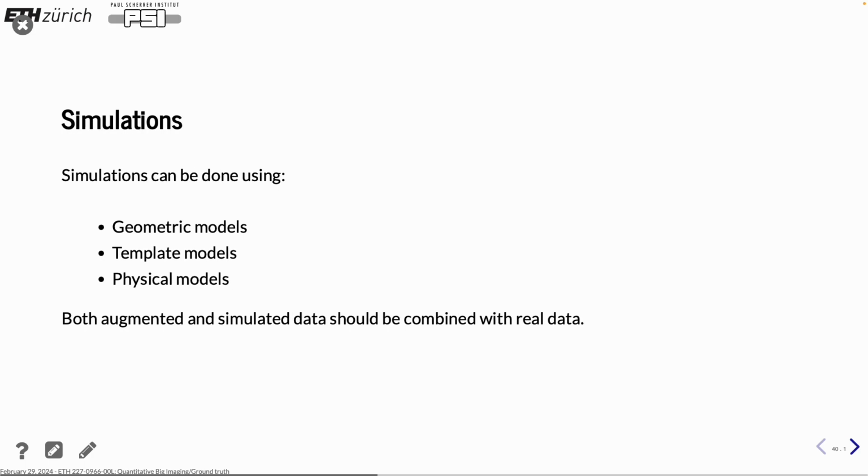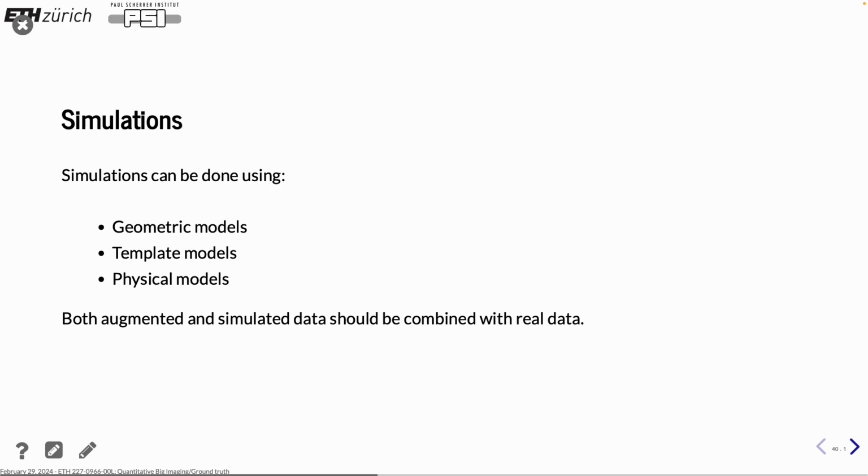Then another approach is to run simulations, and there are some nice examples doing this. The simulation could be based on, of course, geometric models, so you just have boxes and dots or something. Could also have template models, where you have some given template shapes with some variation, and then you spread it out over the image.